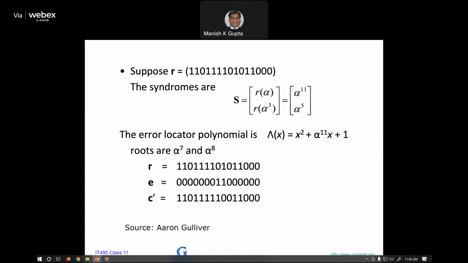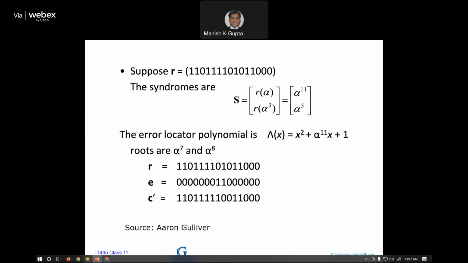So these are the values of S1 and S2, right? That means you get the error locator polynomial by substituting S1 equal to alpha raised to 11 and S2 equal to alpha raised to 5. The underlying arithmetic is a field with 16 elements. You factor it, and the roots of this equation are alpha raised to 7 and 8. So error happened at the 7 and 8 positions. You flip the bits at positions 7 and 8. That is how you do the error correction.